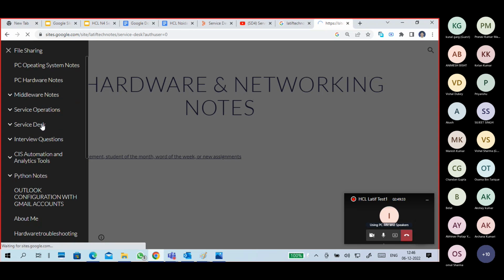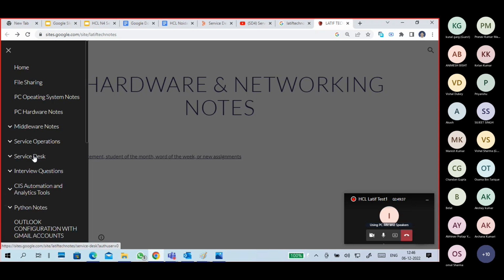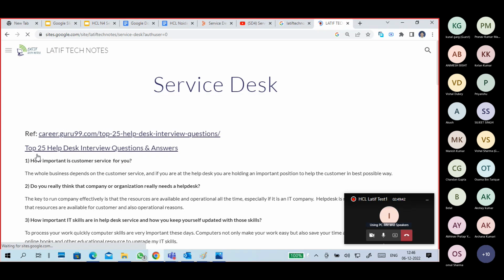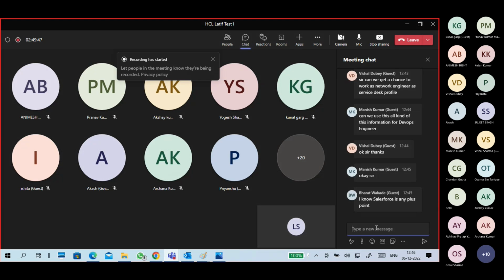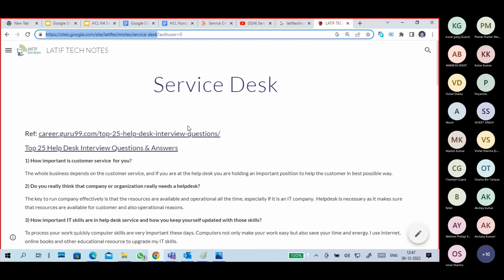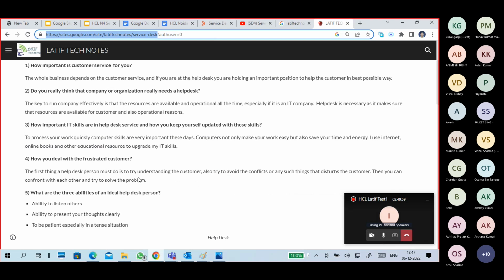Guys, this is the service desk. This is service operations. This is the service desk. About 25 questions are there about the service desk. So just take points from this also. This is 25 questions from service desk, from Guru99.